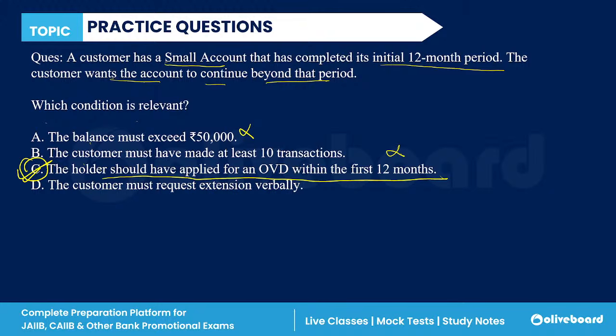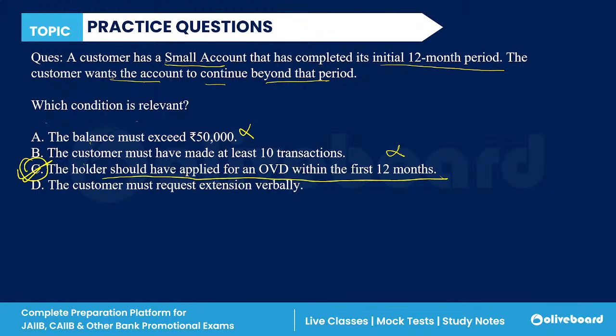Now it can be extended for an additional 12 months also. Whenever we are talking about the small account, a person needs to submit the officially valid document within a 12 month period. It is opened without an officially valid document, but that person needs to submit it within 12 months. It can be extended for additional 12 months also if that account holder has actually applied for an officially valid document within the first 12 months of opening the account. Okay, that is very important to know.